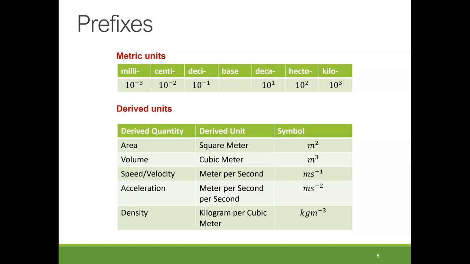Okay. We also have derived units, so that's a unit that's the product or quotient of 2 or more base units. So like area is the product of 2 length units. So example, meters squared, meters times meters. Or volume is the product of 3 length units, like meter times meter times meter, or meter cubed. Velocity is the quotient of a length unit divided by a time unit, so like meters per second.